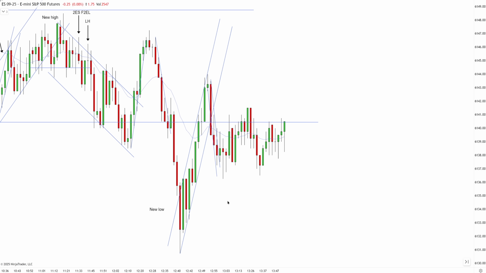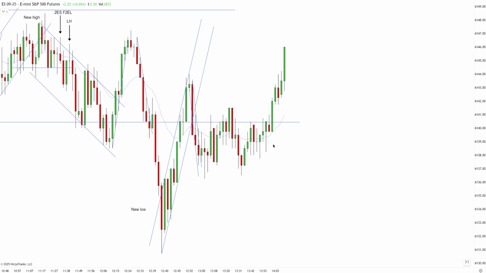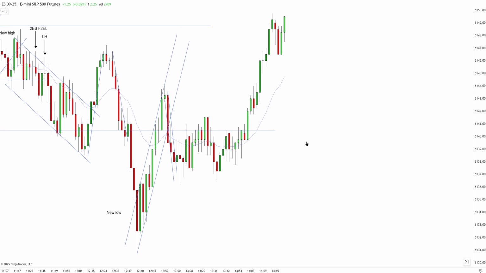It's sometimes hard because this took an hour. This entire mess took an hour. So you just simply cannot stare at the screen. Go do something else. Otherwise, you will pull the trigger. You will manufacture a reason to take a setup.